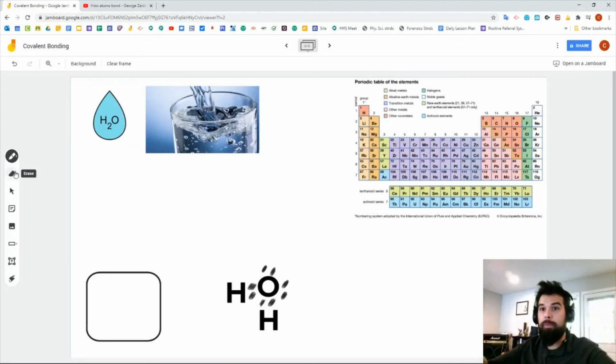Now, most people will then erase these electrons and draw a line instead to show that there is a bond. And it's understood that a covalent bond is 2 electrons being shared, so that line represents 2 electrons. Let's take a look at another example with some things that have a few more electrons.